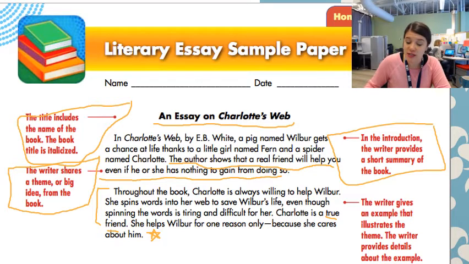The writer gives an example that illustrates the theme. This is an example right here. And the writer provides details about this example. This is taken from the context clues here. This is evidence from the text that supports the writer's thesis.